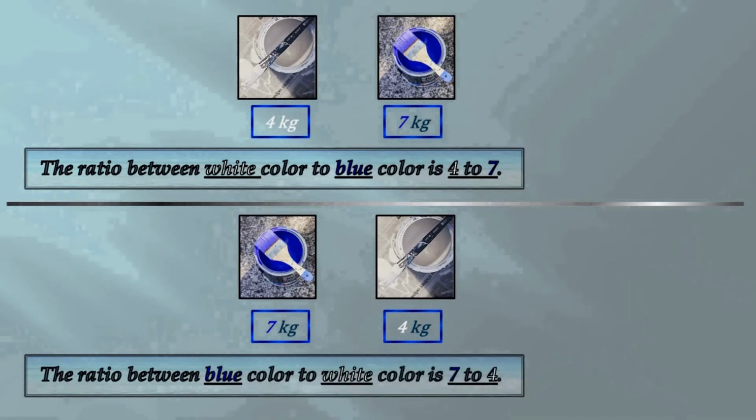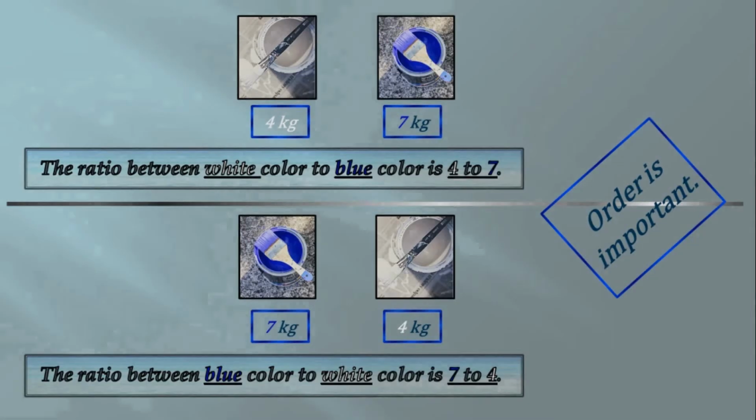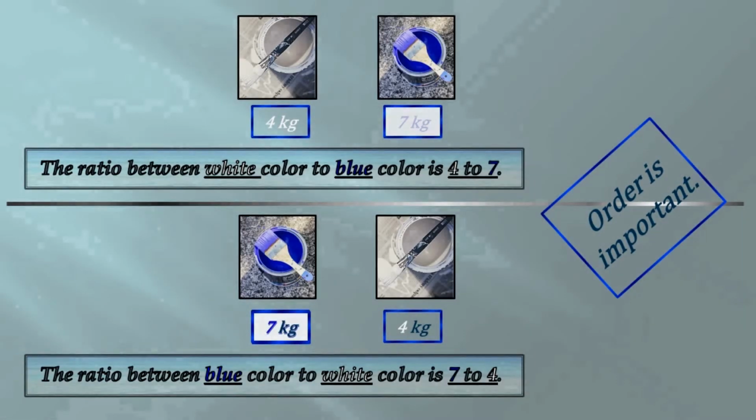Or the ratio between blue to white is 7 to 4. It's clear that the order is important. This means that for each 7 parts of blue, you need 4 parts of white.